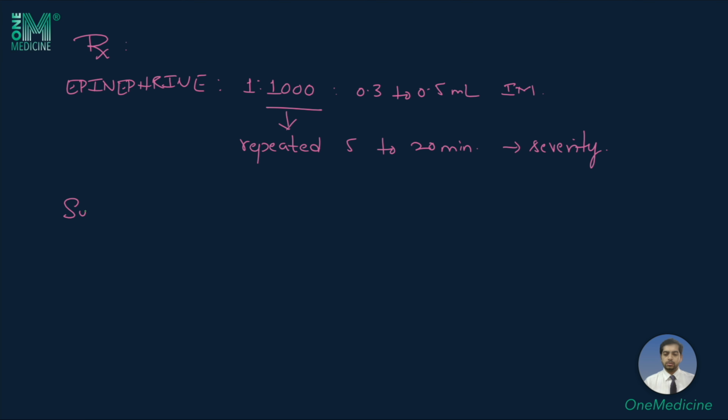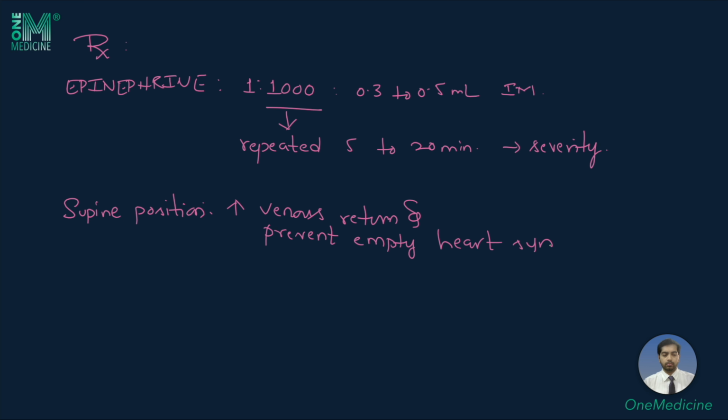Patient should be placed in supine position to increase the venous return and prevent empty heart syndrome. The advantage of epinephrine is it gives both alpha as well as beta stimulation, where alpha stimulation causes vasoconstriction and beta stimulation causes bronchial smooth muscle relaxation.